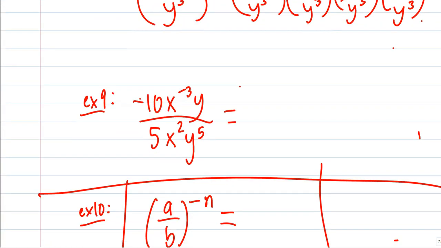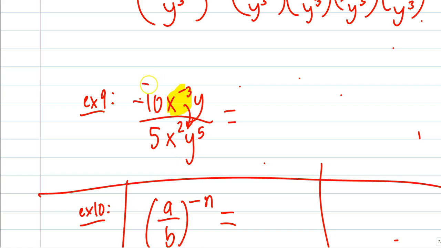Onward. What do I do here? What moves? Well, I see a negative exponent on the x, so that sucker's going to move down. Does this y move? Does this y have a negative exponent? Leave it alone. Does this x squared move? Does this y to the fifth move? Nothing else moves except that x to the negative third.